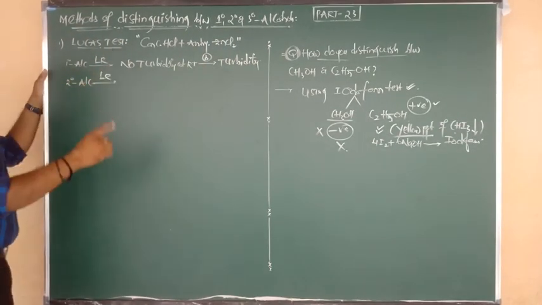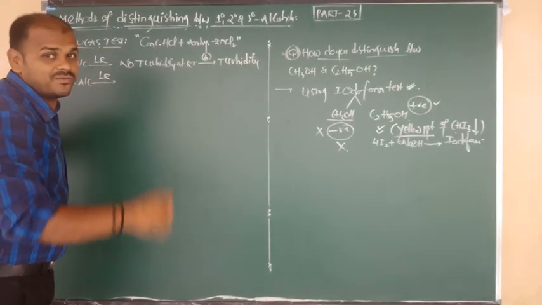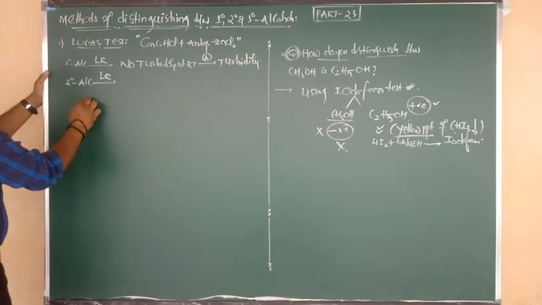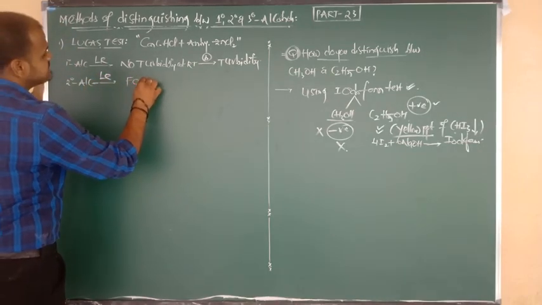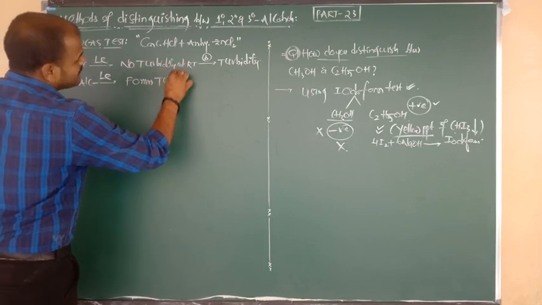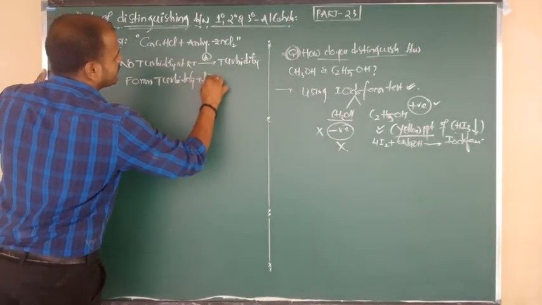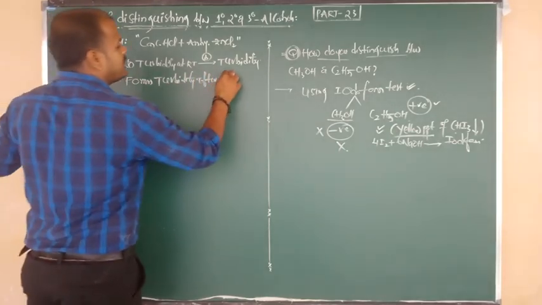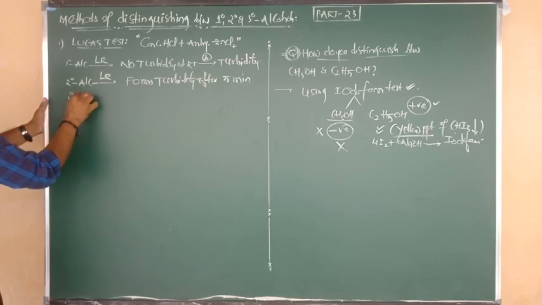This topic has already been repeated 2 to 3 times. This is the 3rd time we are doing revision, that's why I am going somewhat fast. Secondary alcohols upon reaction with Lucas reagent form turbidity after 5 minutes. You know very well. Next, let us continue.